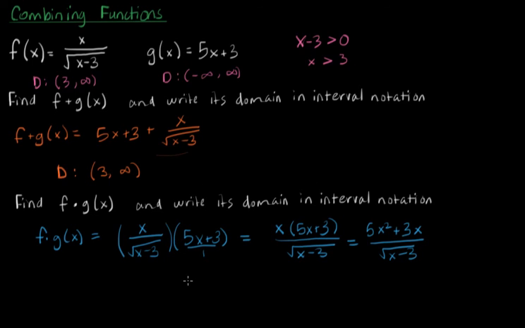So now all that's left is to write the domain. So again, any problems that we had in the domain of the first two, we're going to inherit those problems when we multiply them. So the domain should just be from 3 to infinity. And that's it. That's how we combine functions that have a little bit more complicated issues.